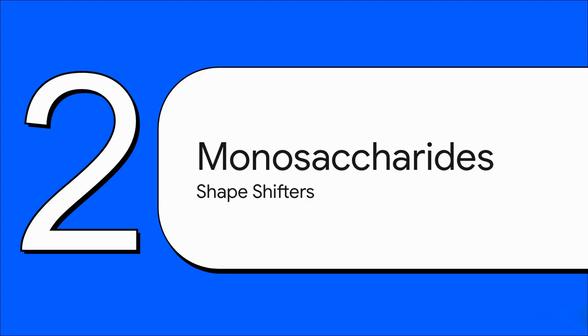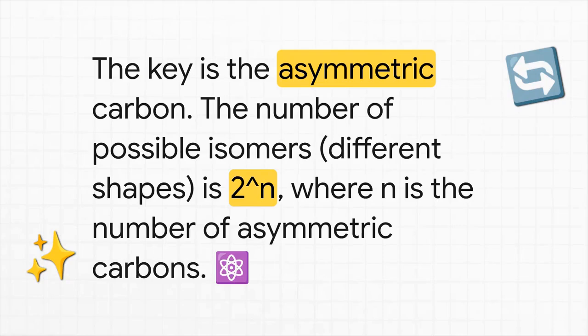With these simple sugars, it's not just about what they're made of, it's all about their shape. Their three-dimensional structure is everything. So what's their secret? What gives them this shape-shifting power? It all comes down to something called an asymmetric carbon. That's a carbon atom that's attached to 4 completely different things. This allows for all these different 3D arrangements we call isomers, molecules with the exact same chemical formula but different structures. And that little formula, 2 to the power of n, tells you exactly how many versions are possible.